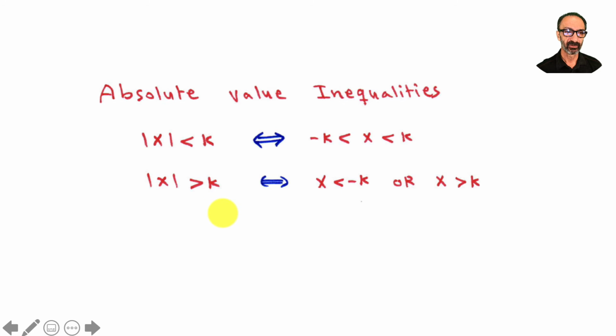Here's something different. Once you have absolute value of x is less than k, that is the same thing as x is less than k and greater than minus k. So it's like in between. We say and. Here we say or. Absolute value of x is greater than some number k. That means x is less than minus k or x is greater than k. Let's take an example.